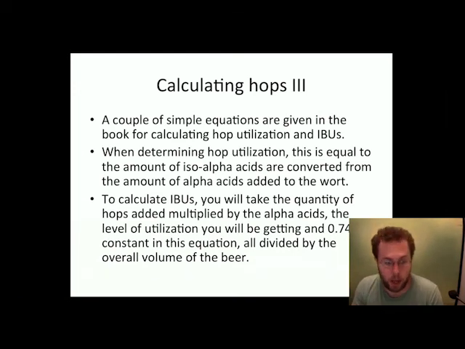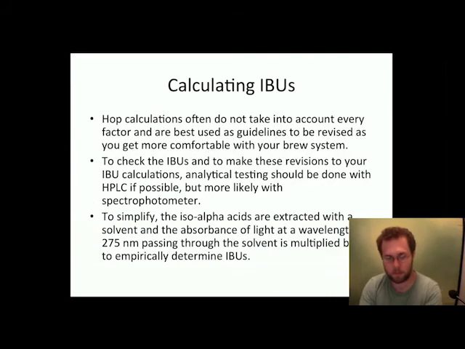And to calculate IBUs, you're going to take the quantity of hops added multiplied by the alpha acids, and then the level of utilization that you were getting, times 0.749, which is a constant that they give, and divide all of that by the overall volume of the beer that you have. So, calculating IBUs, continuing on.